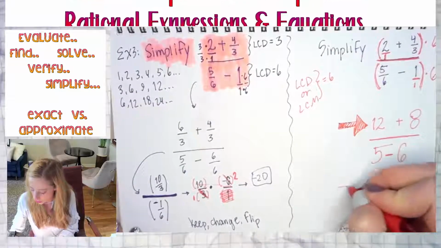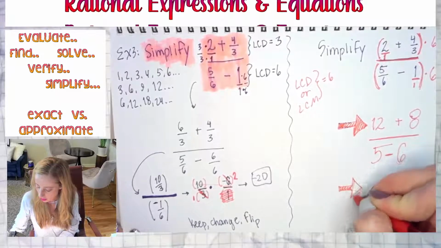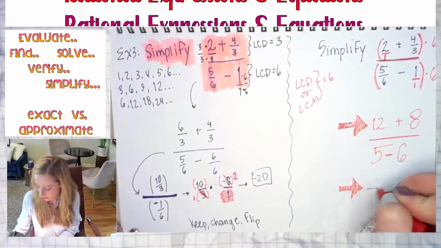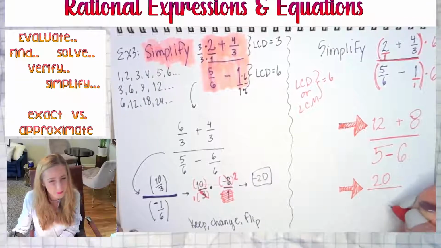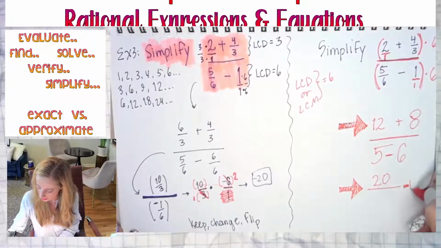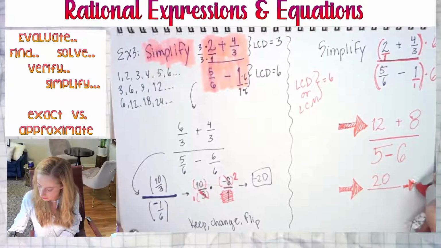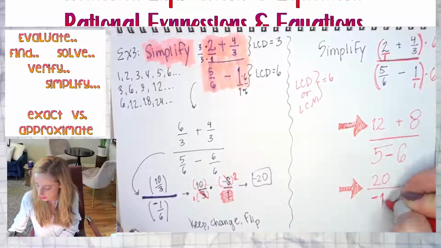12 plus 8, what do we got? Not all at once. I might fall out of my chair. 20. Thank you. And then 5 minus 6? 1, but what kind of 1? 5 minus 6 is? -1. Thank you. -1. Good.